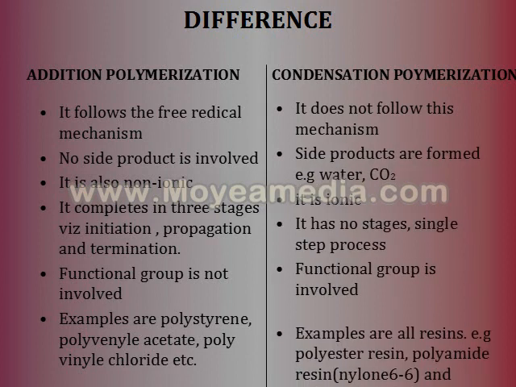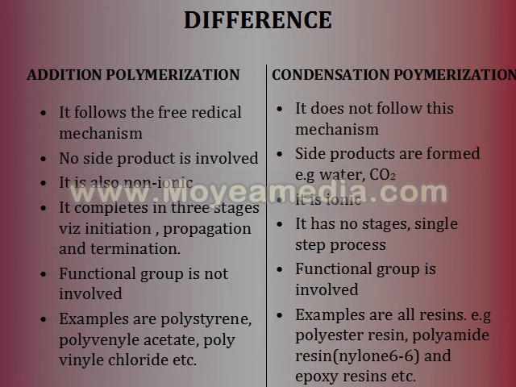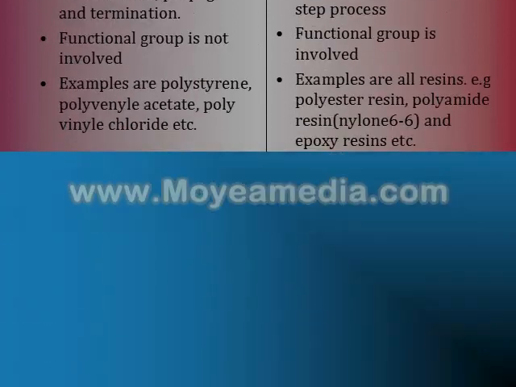Condensation polymerization follows no free radical mechanism. It also has side products like water and carbon dioxide. It is a completely ionic process. It has no stages, it is a single step process. The functional group is a basic part of condensation polymerization. The examples of condensation polymerization are polyester resin, polyamide resin and epoxy resin, etc.